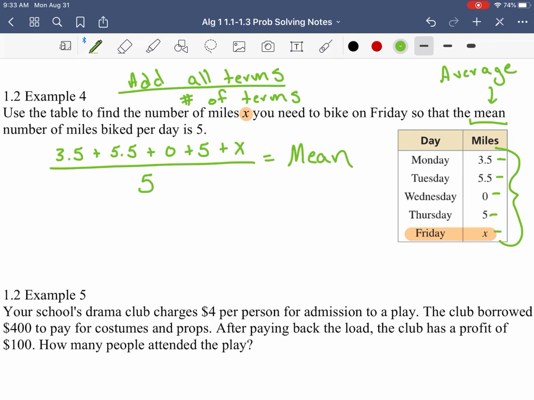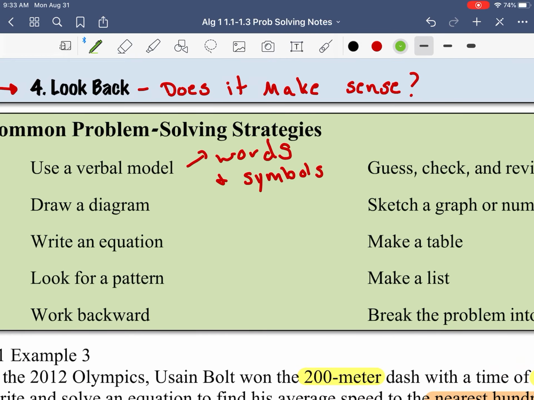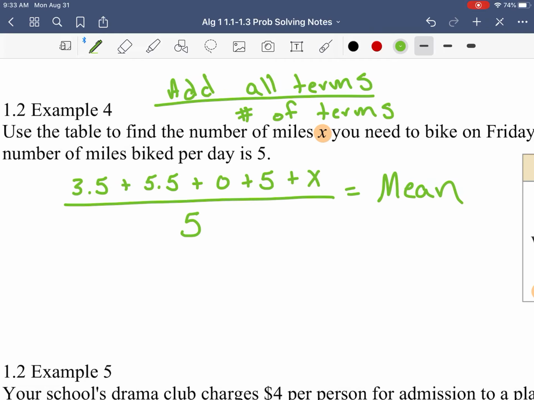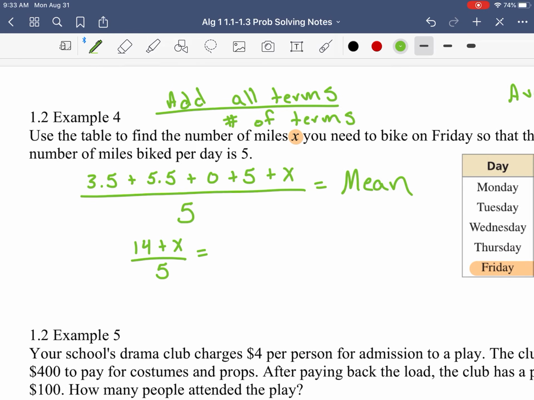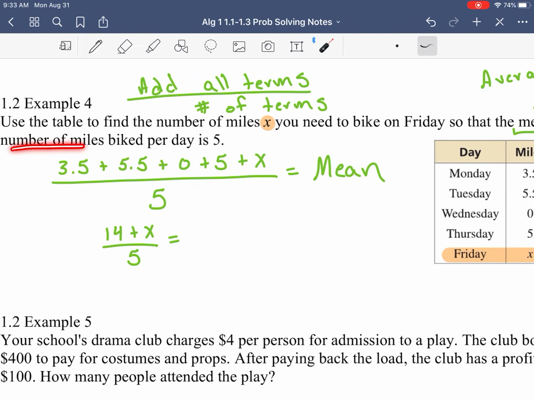Okay, so what we have here is somewhat of a verbal model. We talked about using a verbal model. Here we have a mixture of symbols and words. I would start here and add those up. 3.5 plus 5.5 is 9, plus 5 is 14. So we have 14 plus x divided by 5 is going to equal our mean. If we go back and read our problem, it says the mean number of miles biked per day is 5. So we know we want the mean to be 5. So that equals 5. Okay, so there we have an equation.